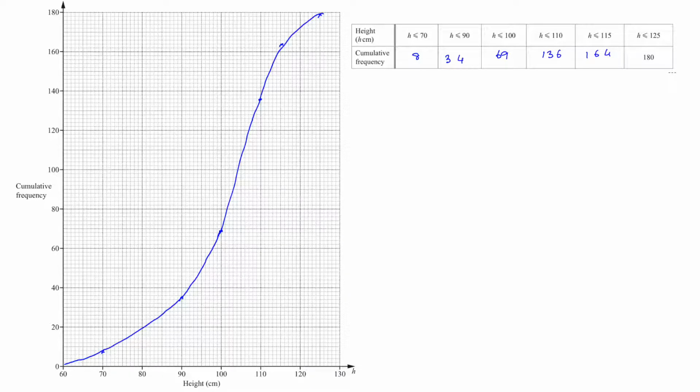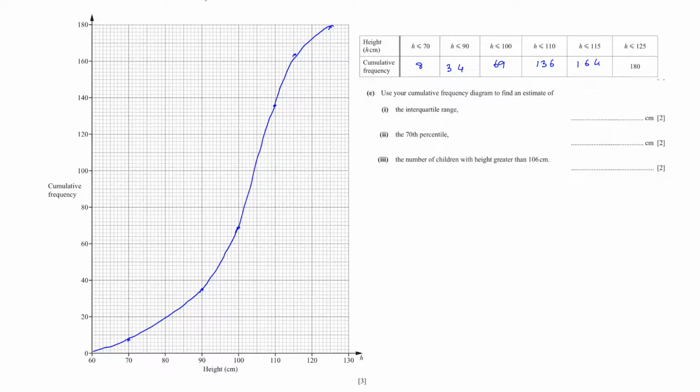So we are done drawing the cumulative frequency graph. E. Use your cumulative frequency diagram to find an estimate of the interquartile range. To find the interquartile range, we use the formula upper quartile minus lower quartile. First, we need to find the upper quartile and the lower quartile.